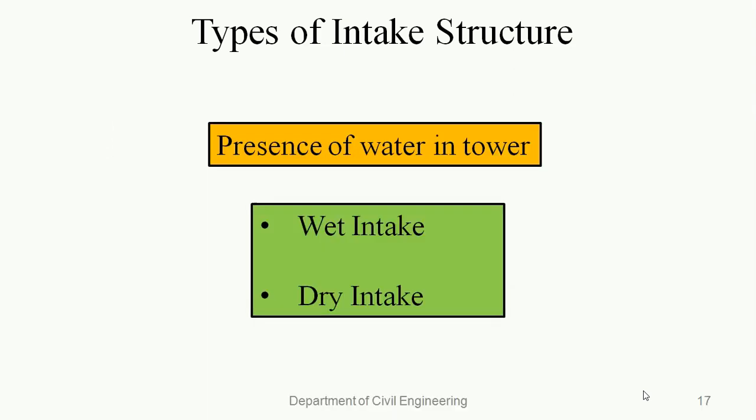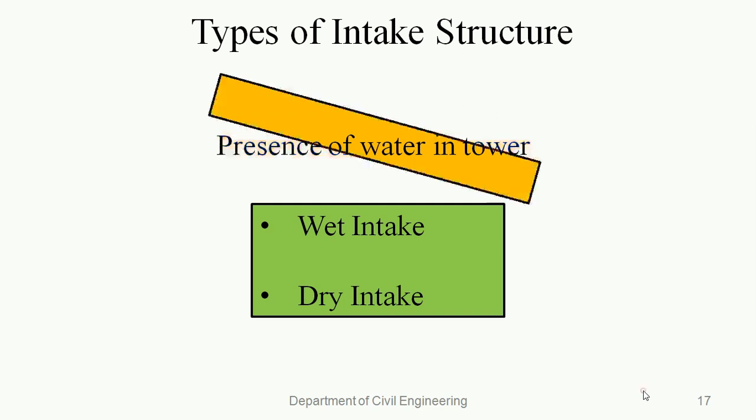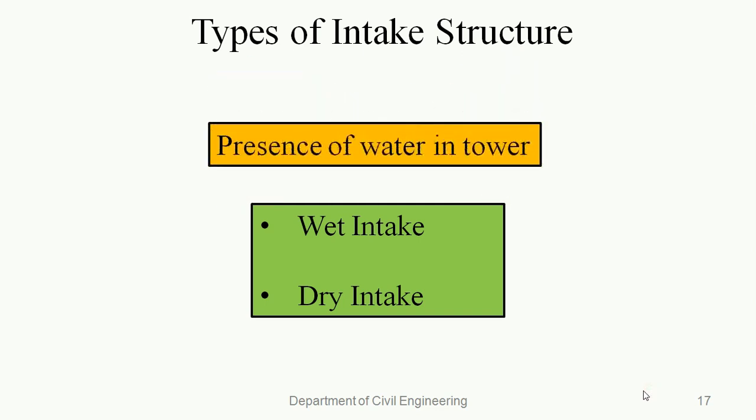We will now see the second category of intake structures, which is based on the presence of water in the tower. It consists of two types. Number one, wet intake, and number two, dry intake.